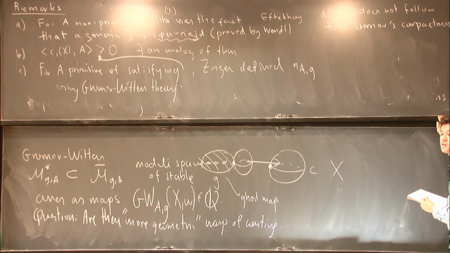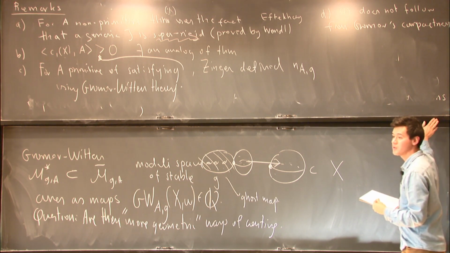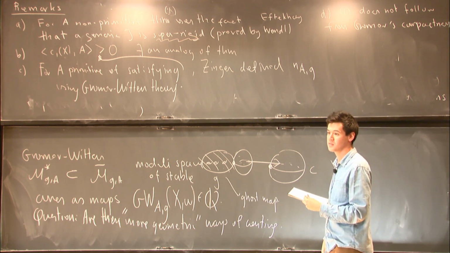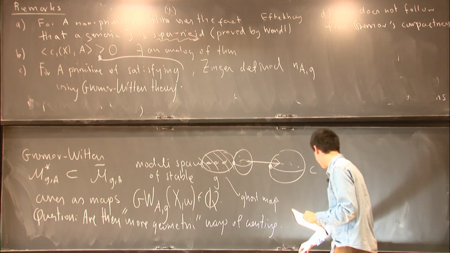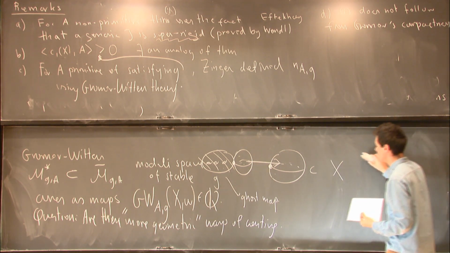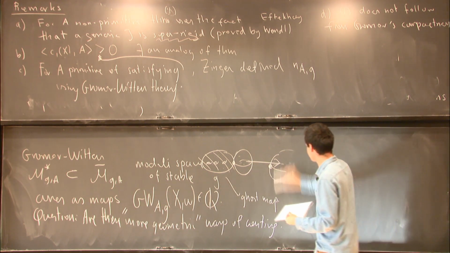Can I also ask, did Zinger know these were integers? Yes. Yes. I will say something about this. This is related to the Gopakumar-Vafa conjecture, which I will now talk about.